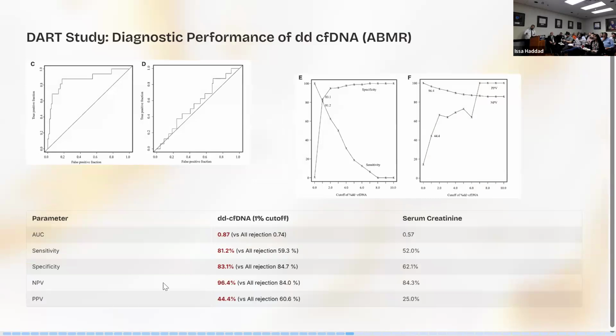Now, this is just a table to summarize the differences in the specificity and sensitivities when they were looking at all rejection, as well as when they only looked at ABMR. You can see, for example, the area under the curve increased to 0.87, the sensitivity increased up to 81%, specificity almost the same, 84.7 and 83.1. The negative predictive value increased up to 96%. However, the positive predictive value even got lower.